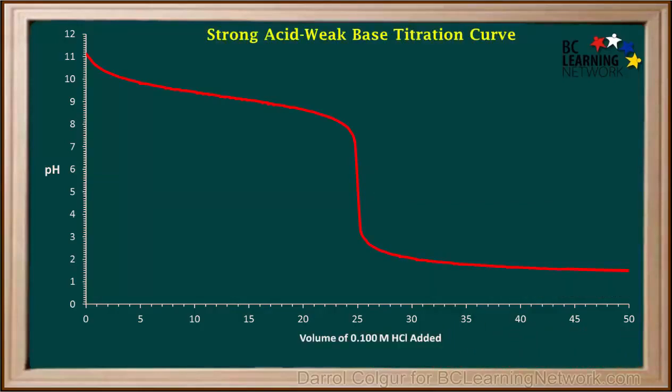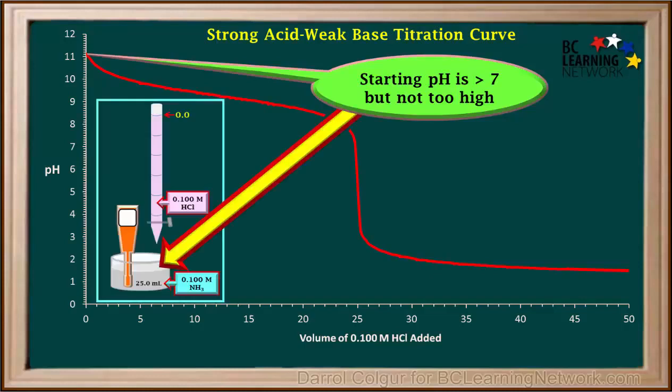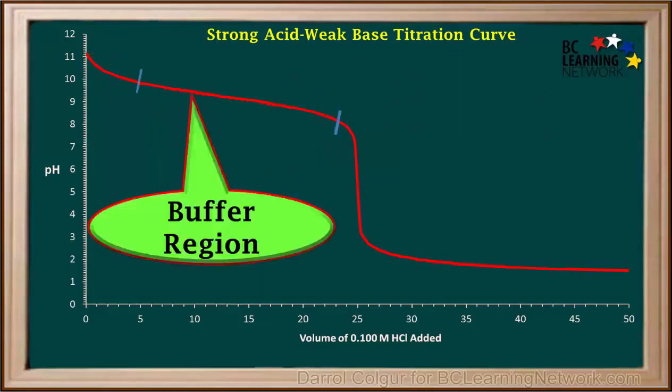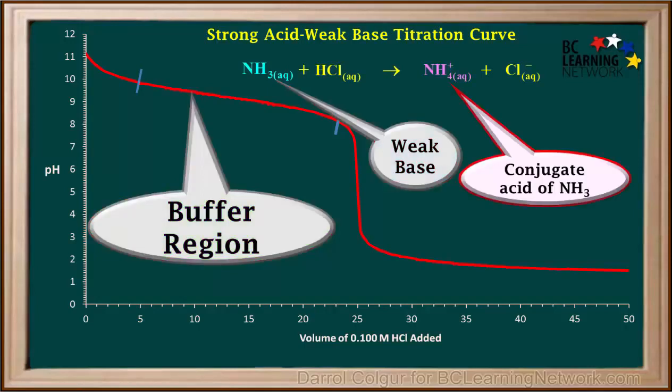Now we'll review the main features on a strong acid weak base titration curve. First of all, the pH at the very beginning, before any acid is added, is above 7, but not really high like 13 or 14. This is because at this point all we have is weak base in the beaker, as we haven't added any acid yet. The buffer region is the portion of the curve near the beginning, when the curve shows a decrease in slope. During this region, we still have a slight excess of the weak base, NH3, and the reaction that has occurred so far has produced some of the weak acid, NH4+.